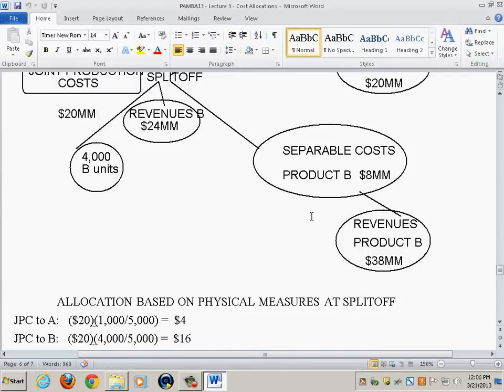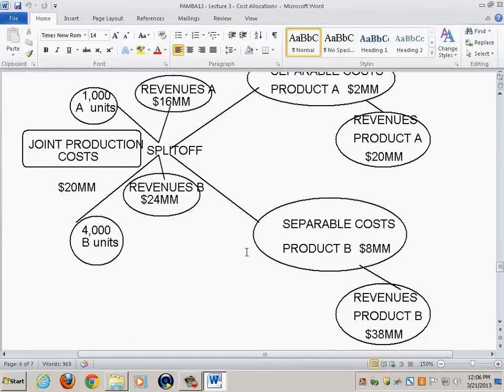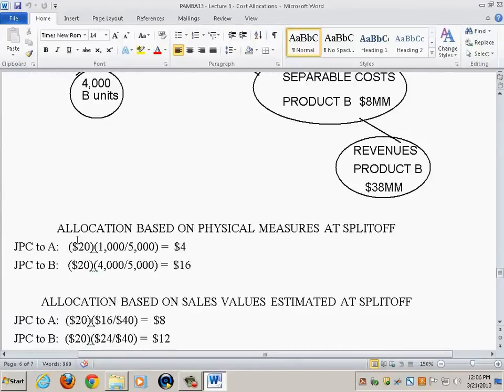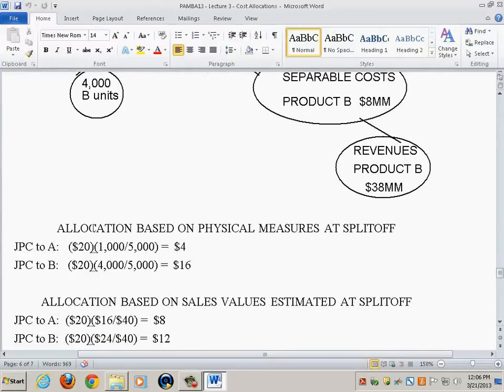Okay, so that's the story in terms of numbers. Any questions about the numbers? Okay, then we have three common methods that are used. One is allocation. The challenge is, of course, how do we allocate the $20 million joint production cost to A and B? So the first method is allocation based on physical measures at split off.